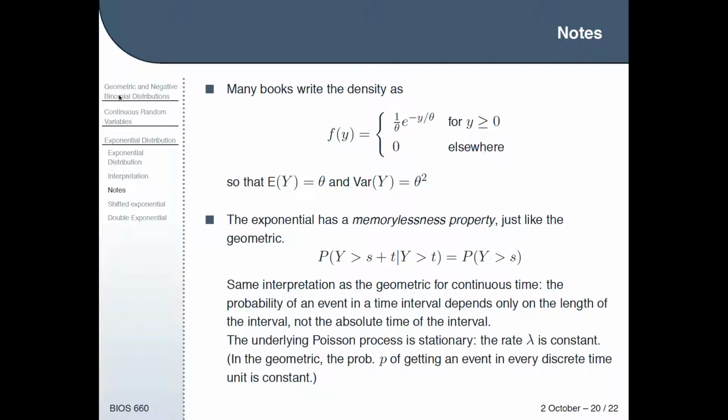And mathematically, that means the underlying Poisson process is stationary. The rate at which people die is constant and does not change over time. That's clearly not true for humans.